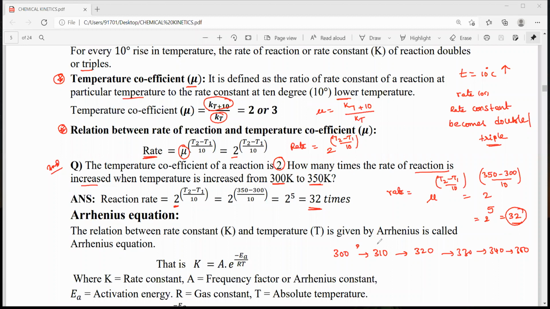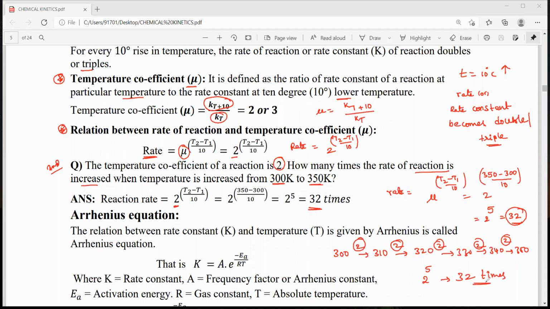Like here 2 times, 2 times, 2 times, and 2 times, the rate will be increased. Then how many times are present? Here 1, 2, 3, 4, 5. So the total rate increased by 2 to the power of 5, which is nothing but 32 times.